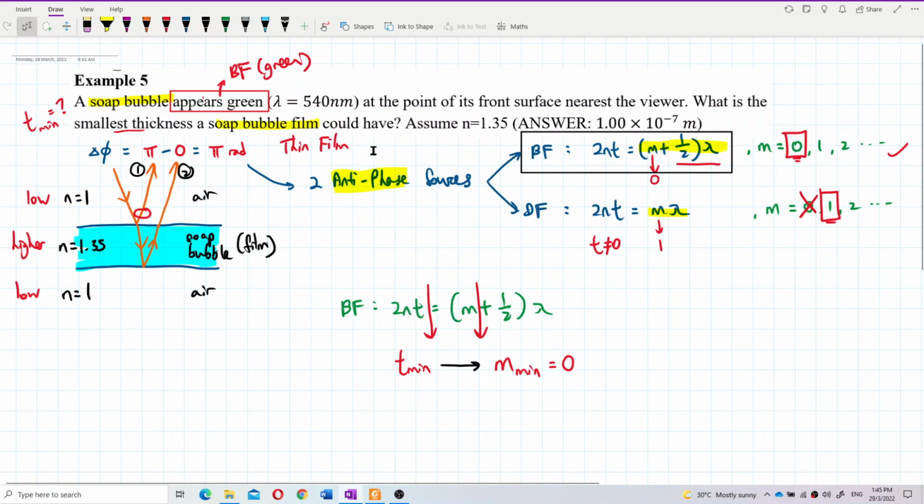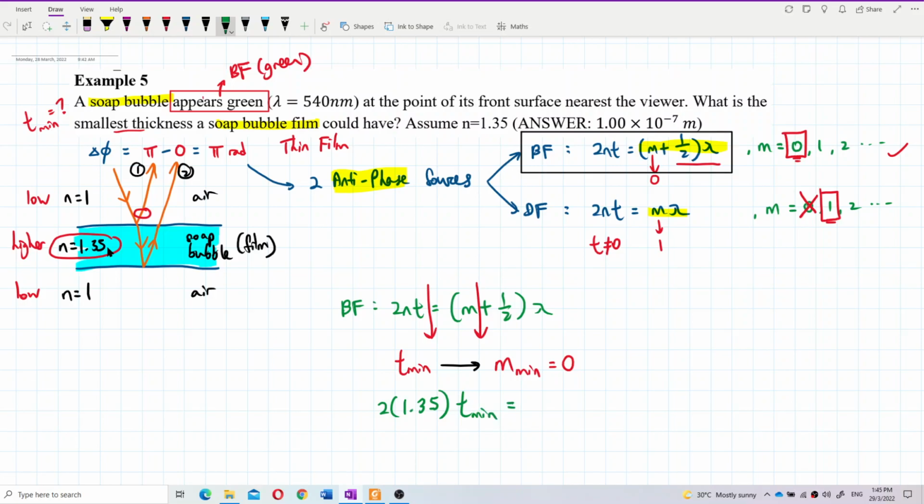The n value is 1.35, the refractive index of the soap bubble. The order is 0, and lambda is 540 nanometer. So I have every value. Remember to use the soap bubble refractive index 1.35. Minimum thickness: 0 plus half, lambda is 540. You can just maintain nanometer, so your thickness will also be in nanometer.